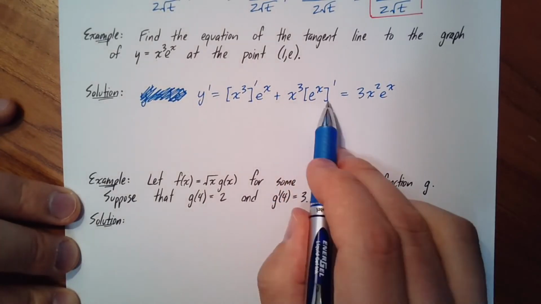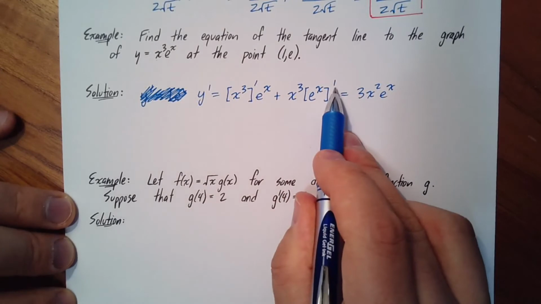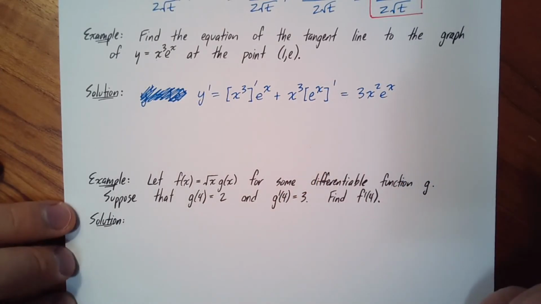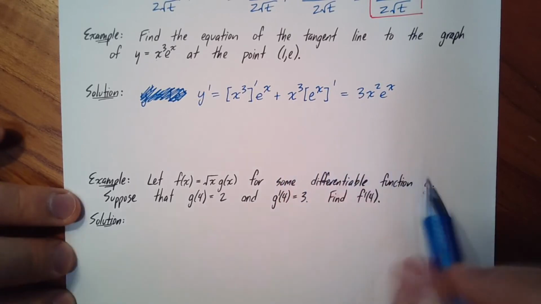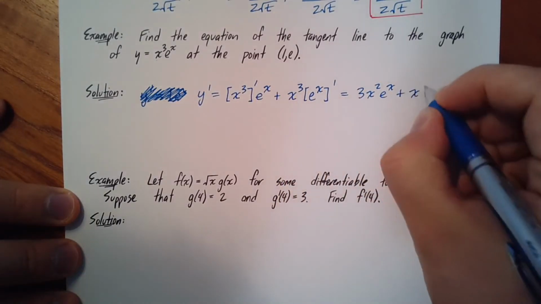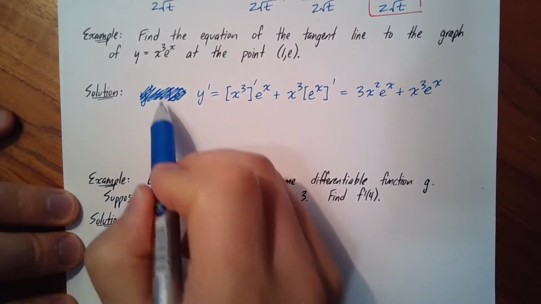Now the second term, what will this be? X cubed e to the x, with the e to the x has to be differentiated, but remember, again, e to the x is its own derivative. So this is just going to stay, or just become x cubed times e to the x. Okay, so great, that's our derivative.